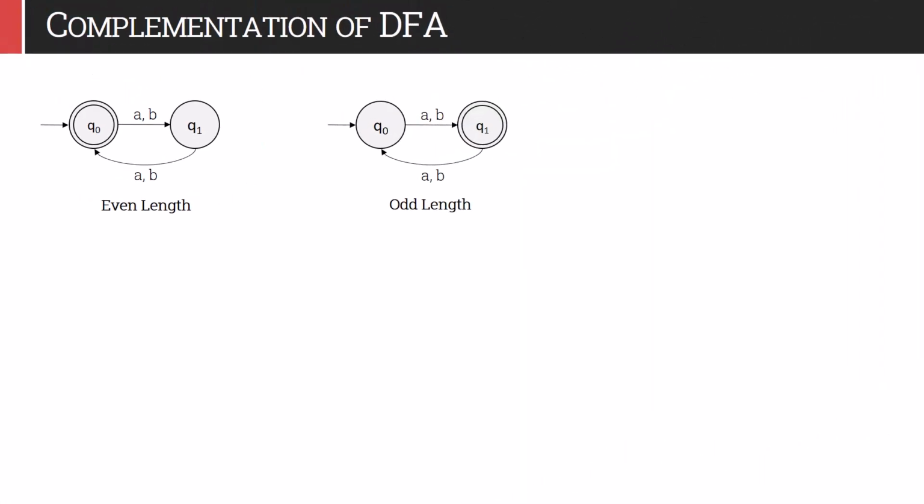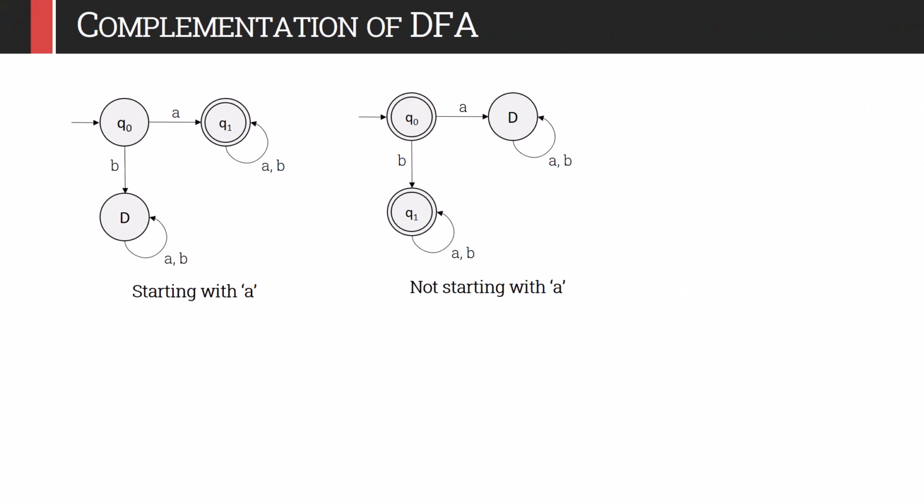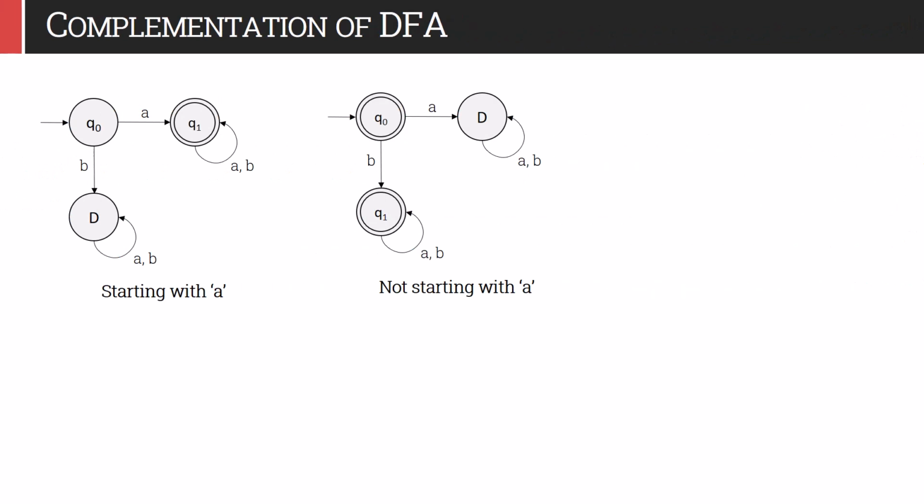Complementation, a few more examples: like we already derived the even length DFA in earlier videos. It looks like as shown on the left-hand side, and to generate the DFA for odd length, we are simply changing the final state. For strings starting with A, we have already discussed this DFA as well, and for strings not starting with A we will simply take the complement of that. Okay? So those are the valid DFAs.